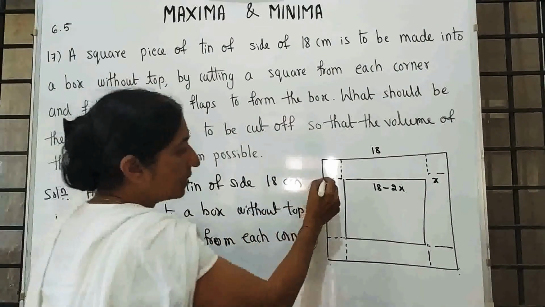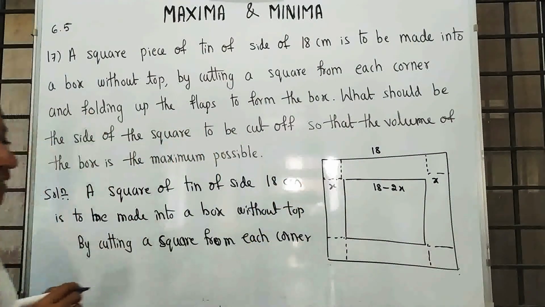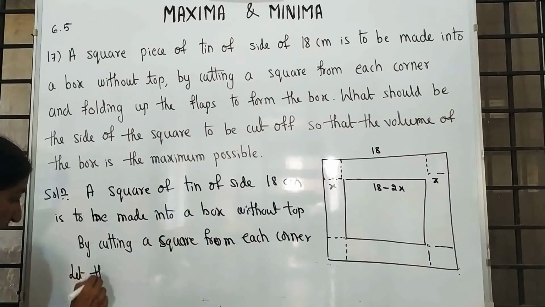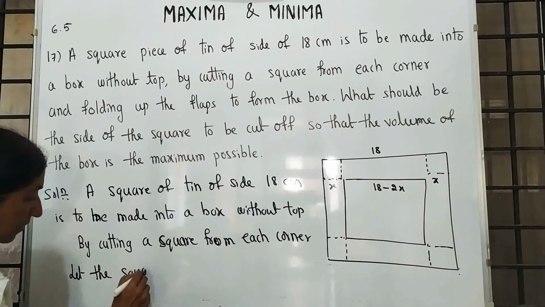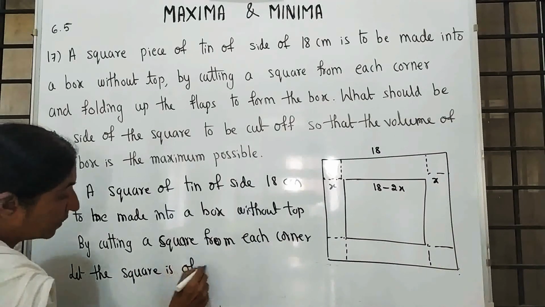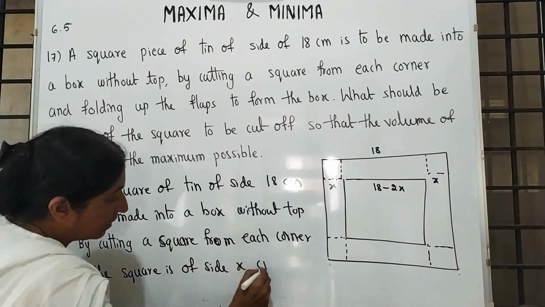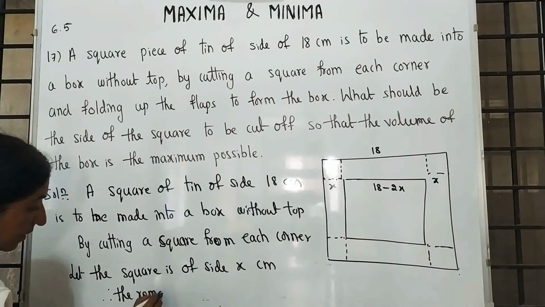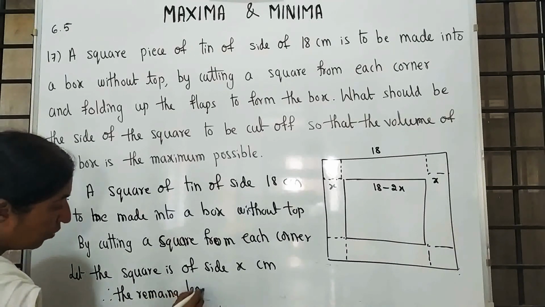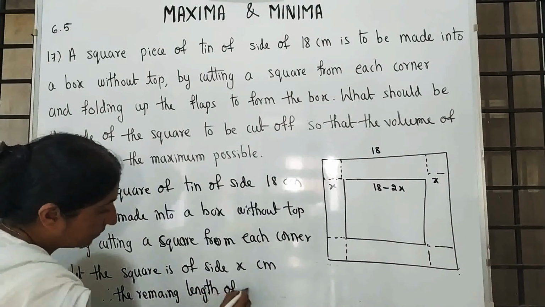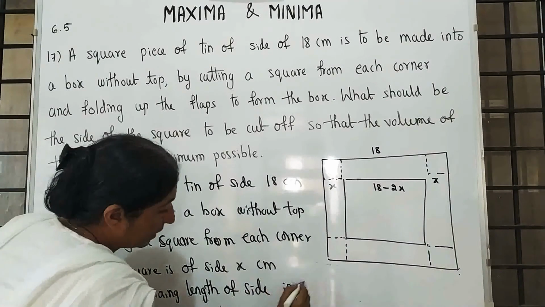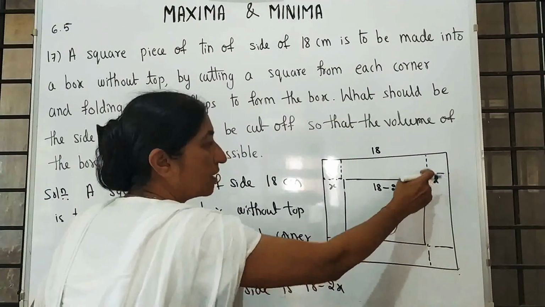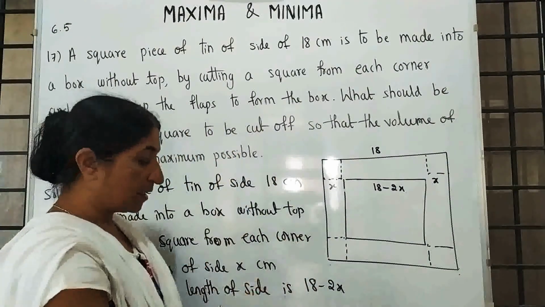So each corner square is to be cut. That means let us take the square is of side x centimeter. Therefore, the remaining length of the side is 18 minus 2x. This is 18 minus 2x, and on the top it is 18 minus 2x.